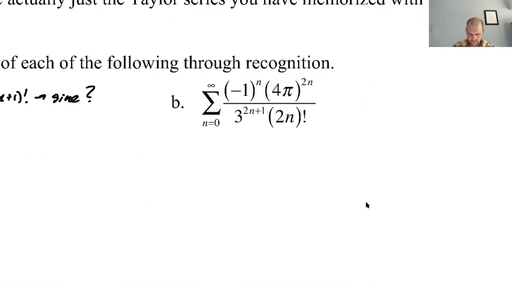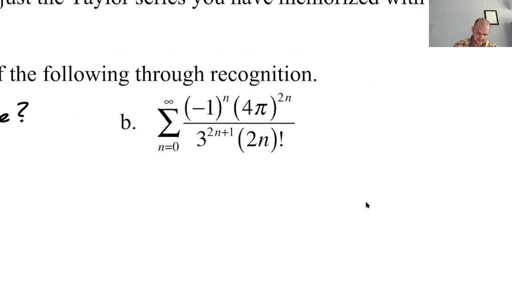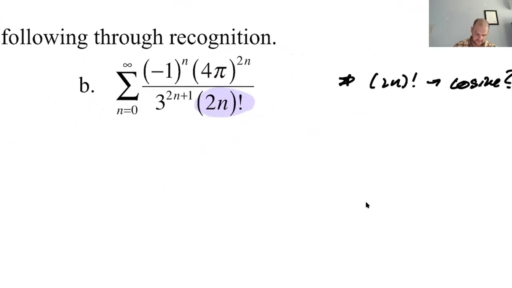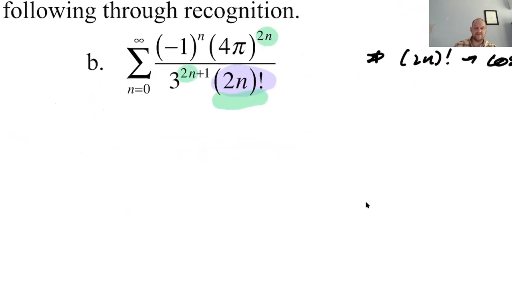I mean, it's definitely right. But all right, so the next one, I look at the denominator. I see 2n factorial. And I remember that 2n factorial is in the denominator of cosine. So I'm thinking this is the cosine of something. So I need to focus in, though, on these 2n's, right? 2n, 2n, 2n. There's an extra 3 in the denominator.